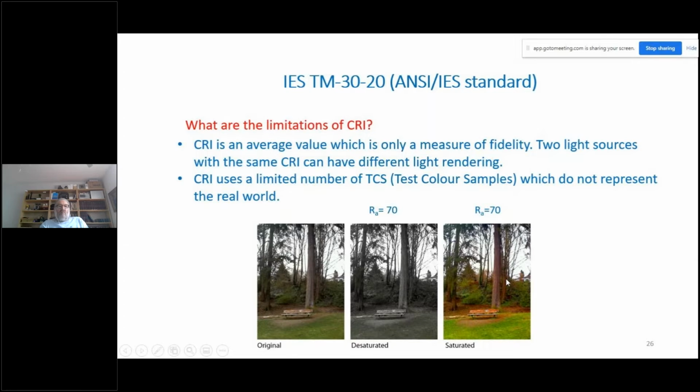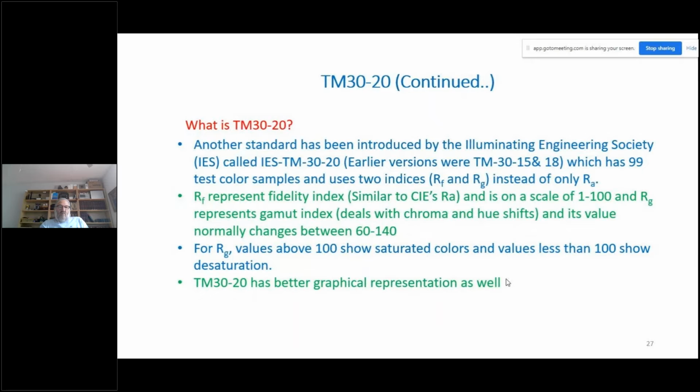Also, CRI has limited test color samples that do not reflect the real world of today, which is more complex. So, for this reason, the Illumination Engineering Society, IES, has created this TM30 standard. The earlier versions were 15 and 18. This one has 99 color samples. And instead of having just one index, RA, it uses two indices, RF and RG.